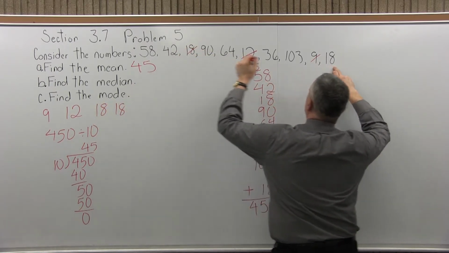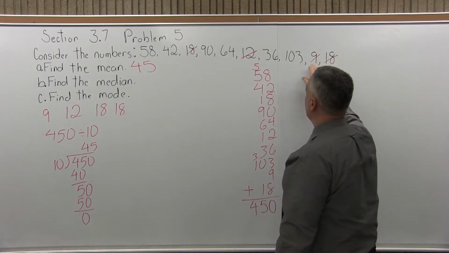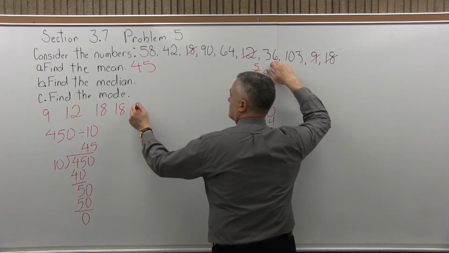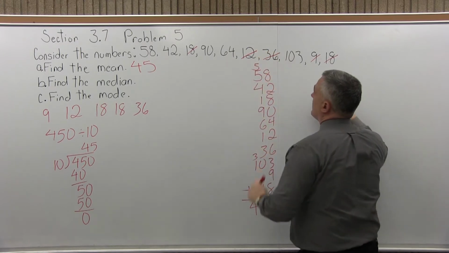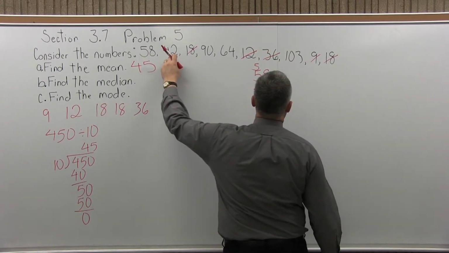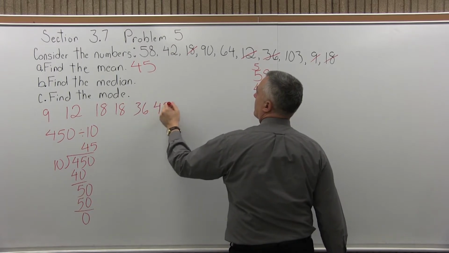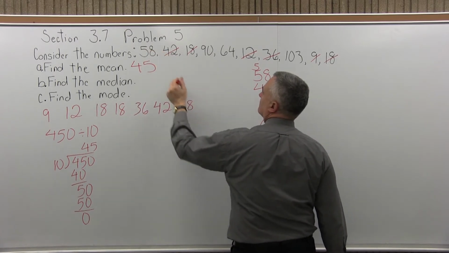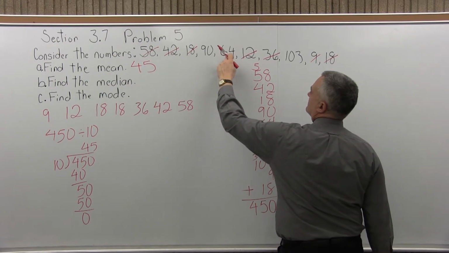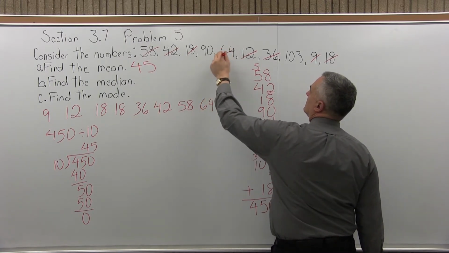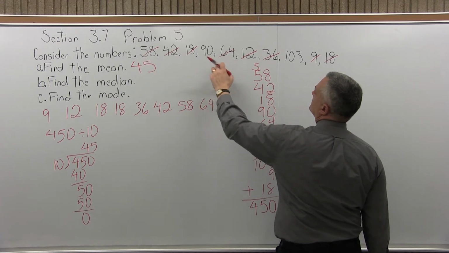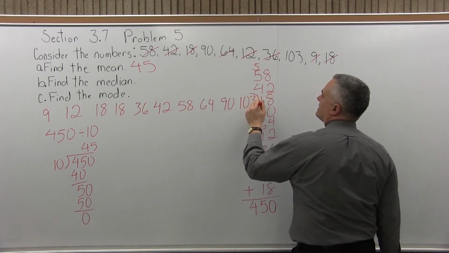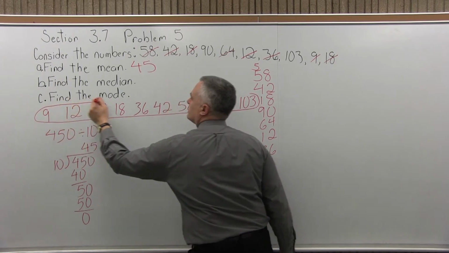I'll write down both 18s and cross those off. No other teens. Next, in the 20s, I don't see anything. In the 30s, I have 36. In the 40s, I have 42. In the 50s, 58. In the 60s, 64. Nothing in the 70s or in the 80s. The next biggest one is 90. And then finally 103. Let me circle that because it's getting close to some of my other computation.